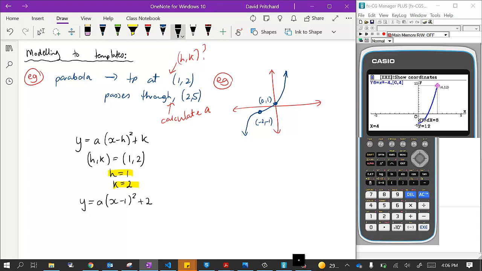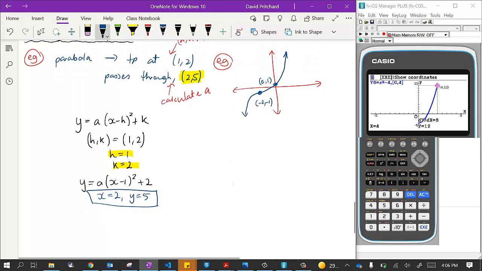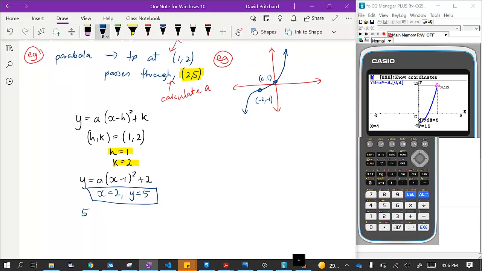Now the important thing is that we have this extra piece of information. Now this extra piece of information gives us an x and a y value that are attached to each other. So when x is equal to 2, then y is equal to 5. If we put those in, we've got enough information to be able to determine a. So 5 is equal to a(2 take 1) squared plus 2.